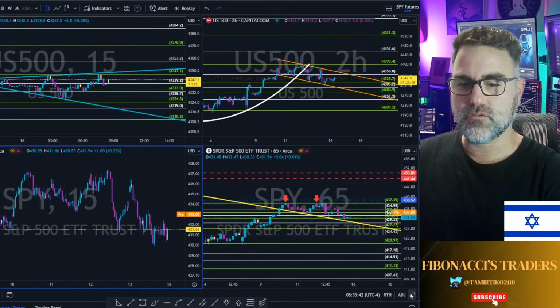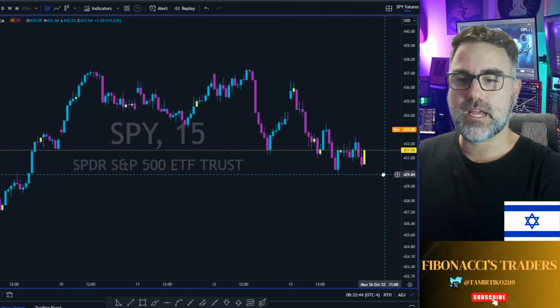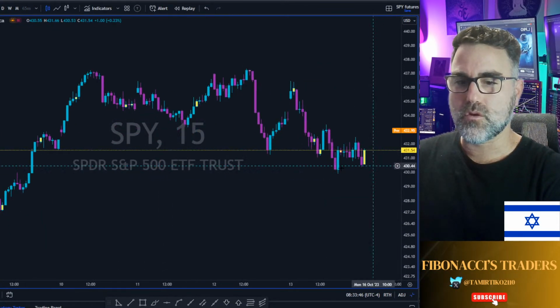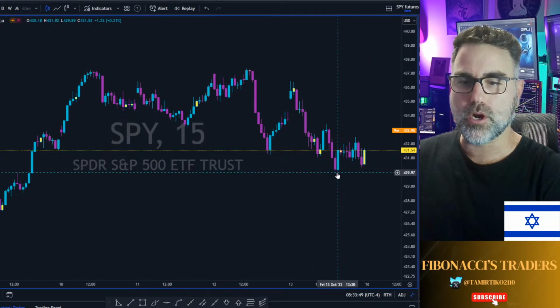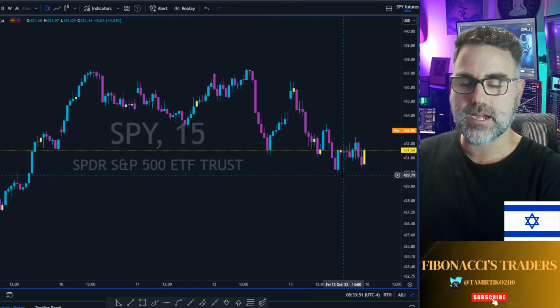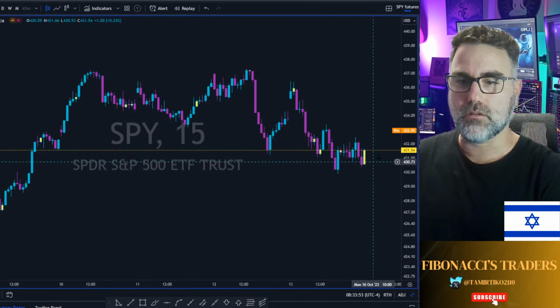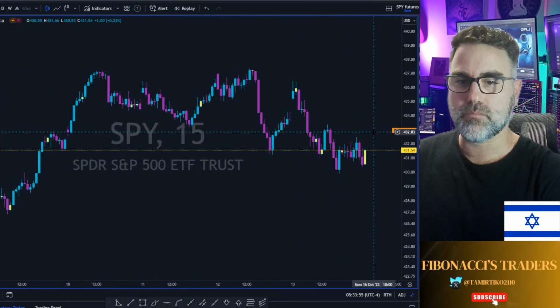SPY on the 15, if you are day trading, intraday levels, we have all this area, the 430 area, a very important area of support. All this area, the 429.80, 430.30, all this area, a very important area of support.